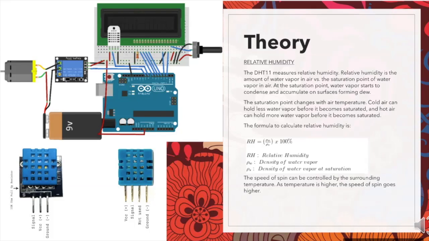Cold air can hold less water vapor before it becomes saturated, and hot air can hold more water before it becomes saturated. The formula to calculate the relative humidity is shown below. And the speed of the fan can be controlled by the surrounding temperature, and as the temperature gets higher, the speed also goes higher.